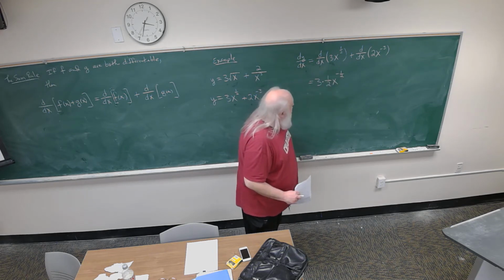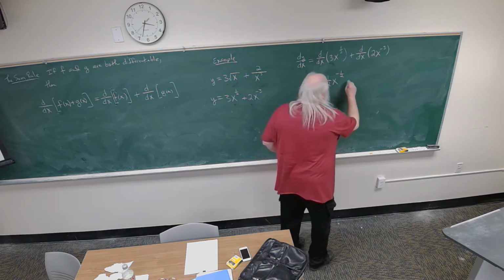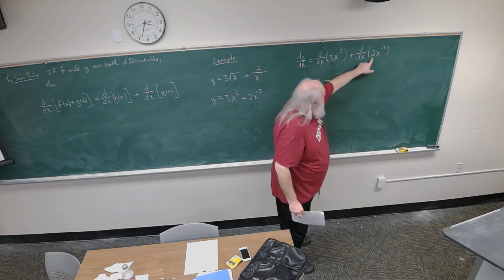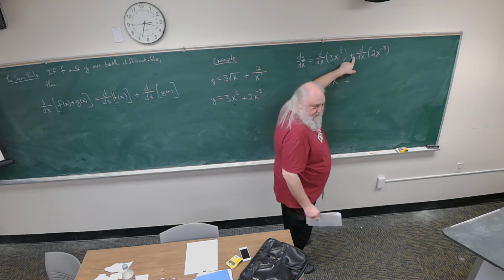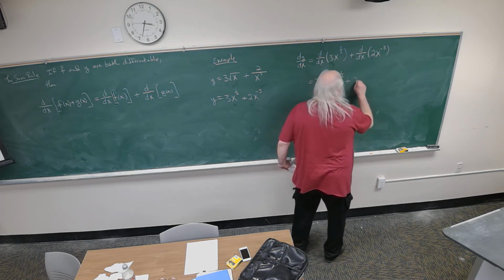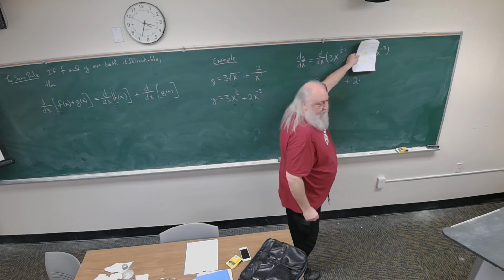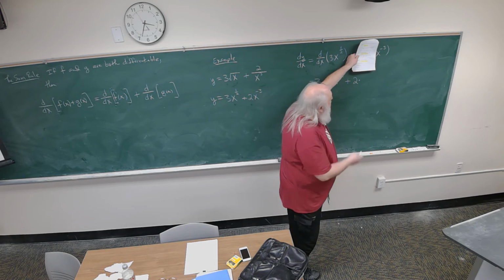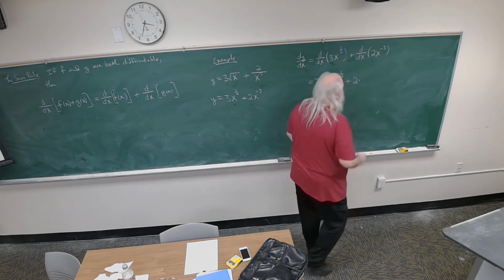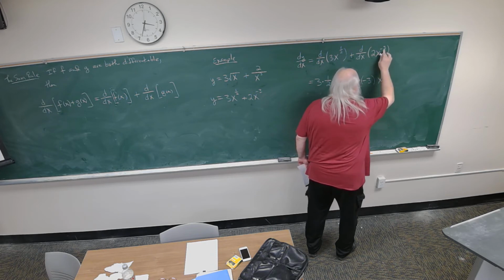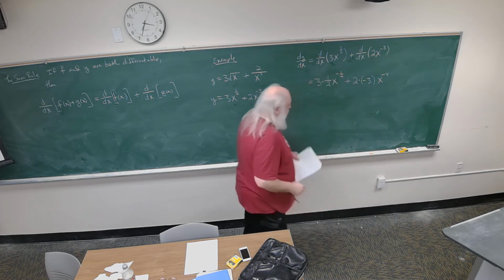Okay. In the second function, 2 is a multiplicative constant, so I can bring it out in front of the derivative. And now I take the derivative of x to the minus 3 power with respect to x. And using the power rule, I bring the minus 3 down in front of the x, and then subtract 1 from the exponent. Minus 3 minus 1 is negative 4.